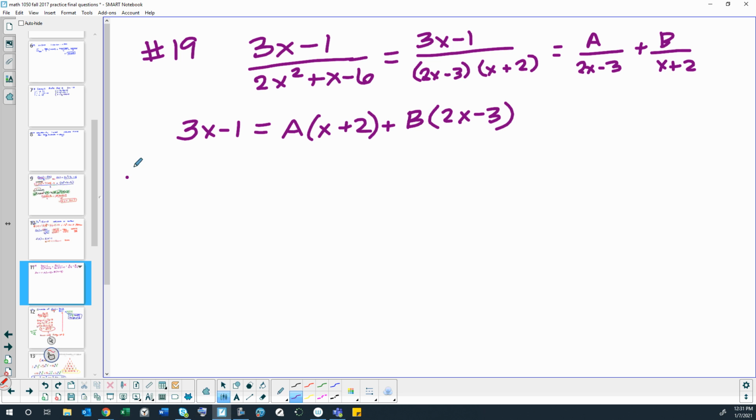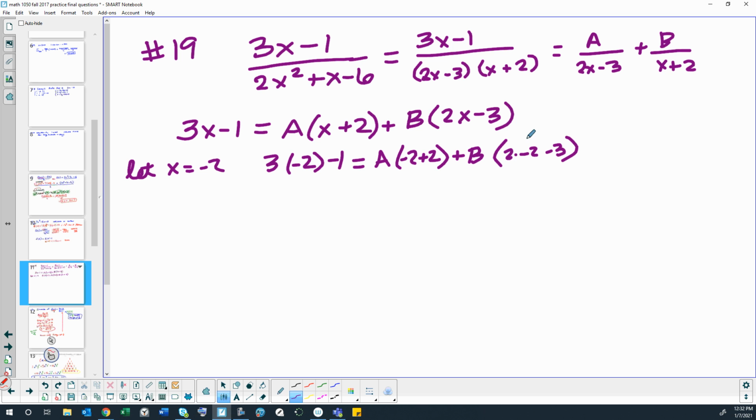Okay, so to get rid of A, I'm going to let x equal negative 2. Then I just plug that in everywhere there's an x. So 3 times negative 2 minus 1 equals A times (negative 2 plus 2), so that's 0, and then B times (2 times negative 2 minus 3), so that's a negative 7, right? So that gives me negative 7 equals negative 7B, if I did the math right. So that tells us that B equals 1.